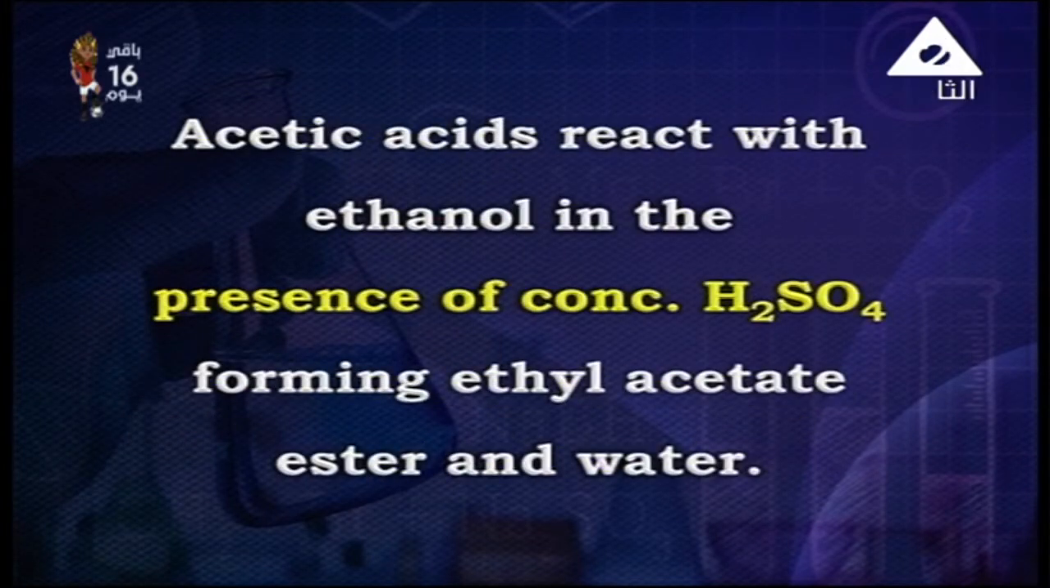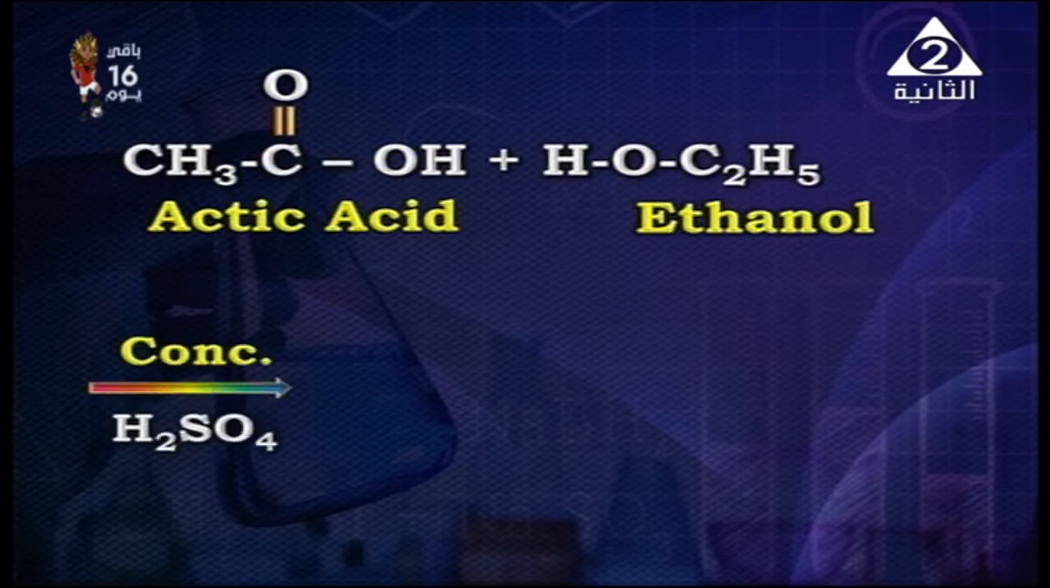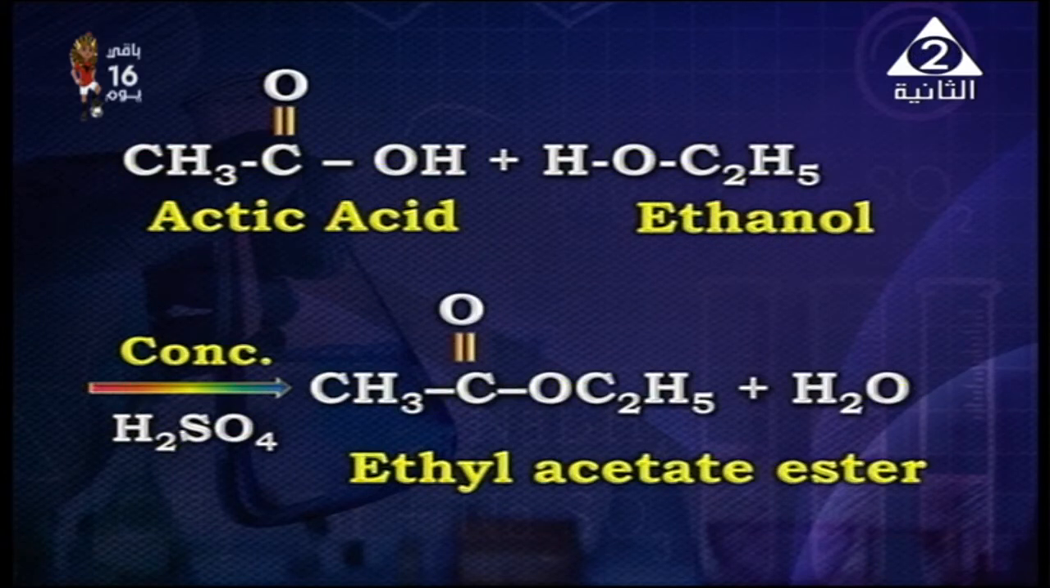So acetic acid reacts with ethanol in the presence of concentrated sulfuric acid forming ethyl acetate ester and water. As the equation proceeds on the screen, acetic acid CH3COOH plus ethanol C2H5OH in the presence of concentrated sulfuric acid gives ethyl acetate ester, and water is produced.